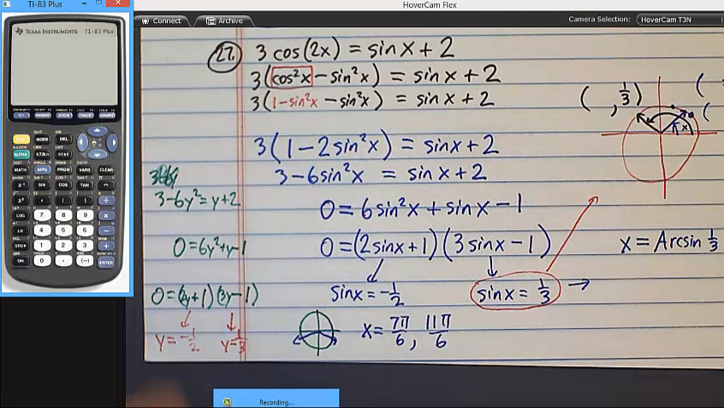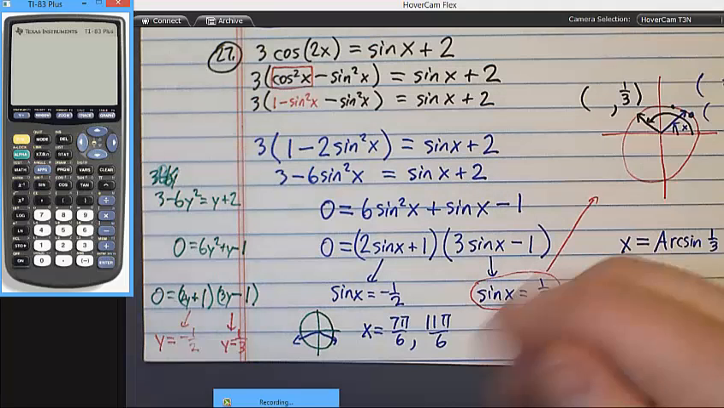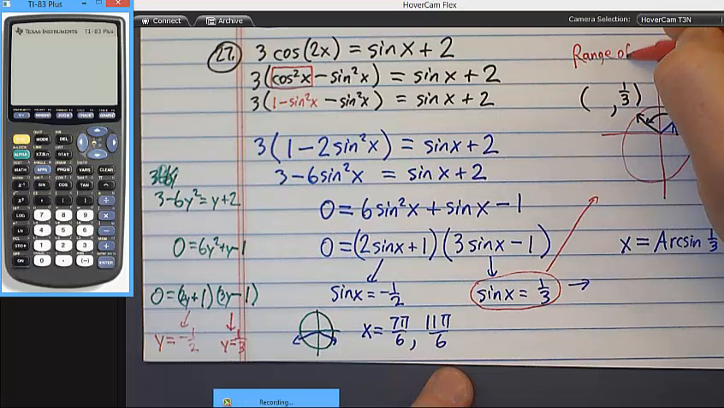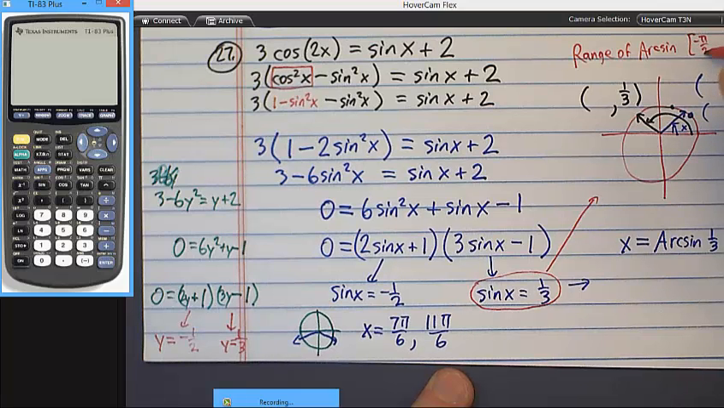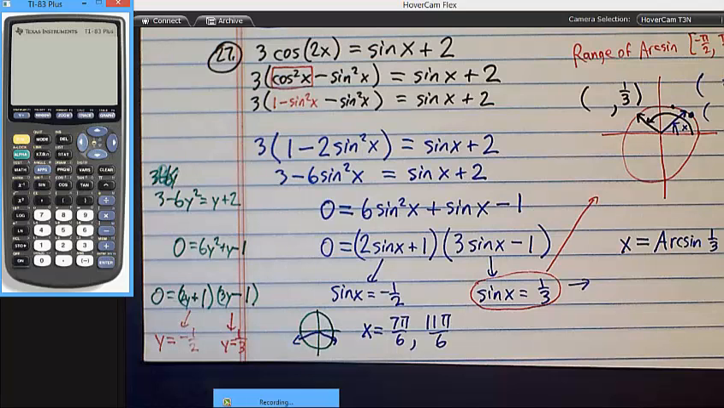Isn't it true that this black angle, which ends in quadrant 2, would also work? I mean, where the y values are exactly the same height. Now, I can't get that from arcsine. The reason I know that is, what's the range of the arcsine? That was something I've been trying to memorize. Range of the arcsine, I know, is negative pi over 2 to pi over 2. So I'm never going to find that black angle just by doing arcsine. Okay? Arcsine will give me this blue angle.